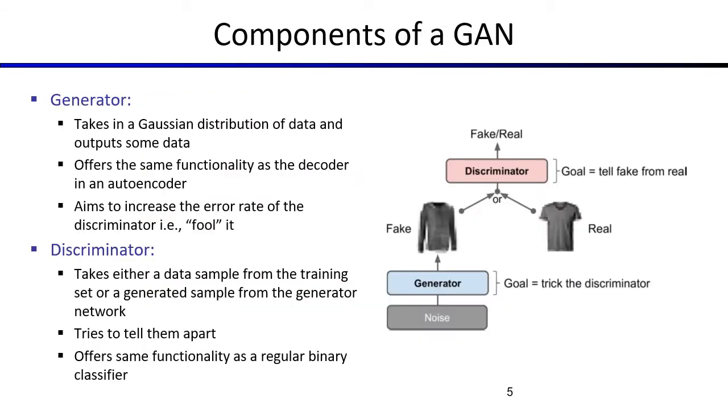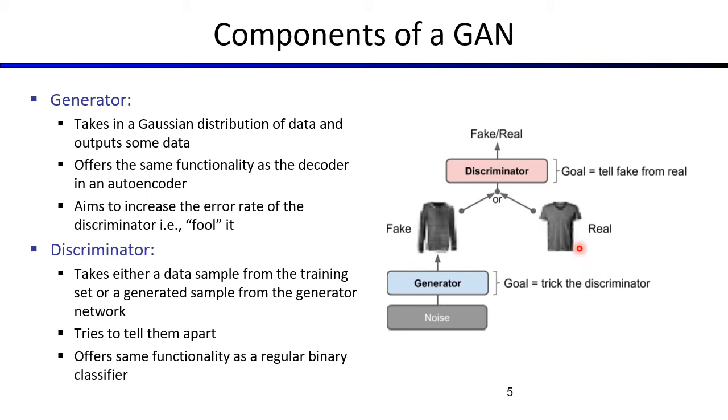Now, let's actually look at different components of a GAN. A GAN is made up of two parts, the generator and the discriminator. The generator takes a random distribution of input, typically a Gaussian distribution, and outputs some data, usually images. The main functionality of the generator is very similar to that of the decoder in the autoencoder in the sense that it generates data. The main aim of the generator is to trick the discriminator, or to increase its error rate, so that it produces images that are hard to distinguish from actual real images.